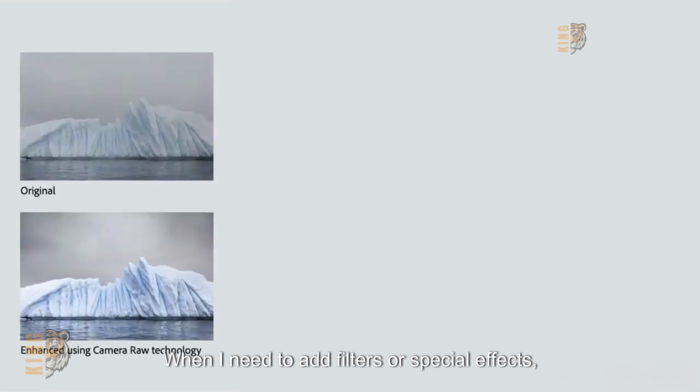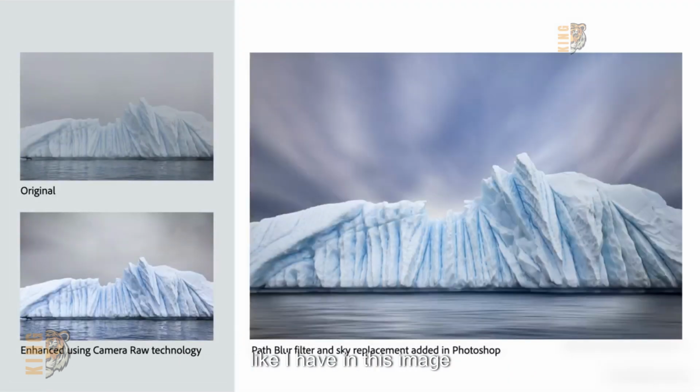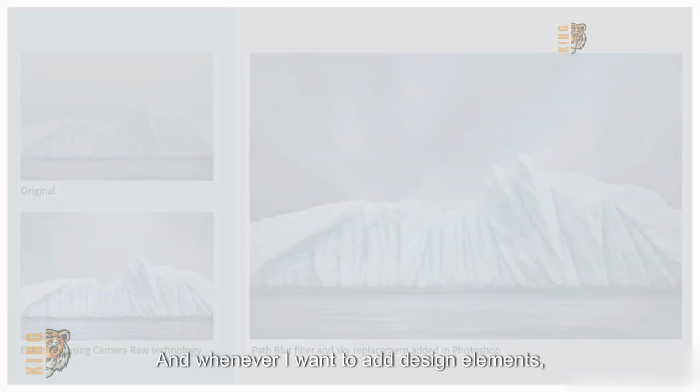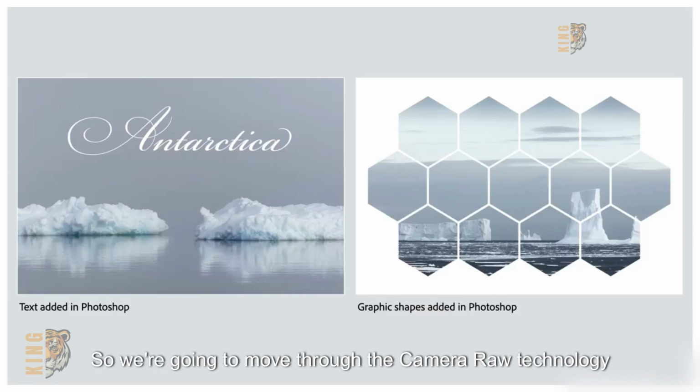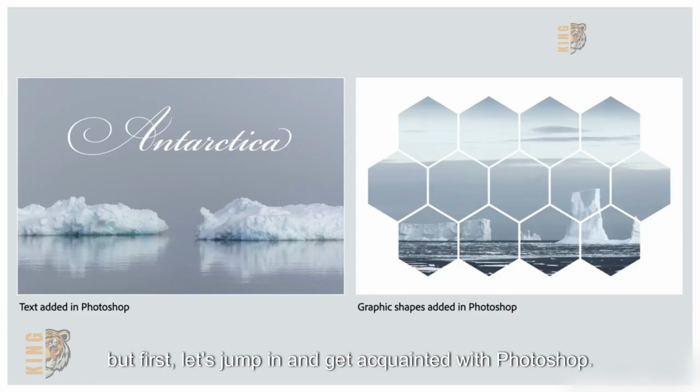When I need to add filters or special effects like I have in this image where I've added motion in the foreground and I've replaced the sky in the background, again, that's a great opportunity to use the powerful tools in Photoshop. And whenever I want to add design elements like text or shapes, or if I want to paint and draw or maybe mock up screen designs and so much more, again, I would move to Photoshop. So we're going to move through the Camera Raw technology and workflow later in this course, but first let's jump in and get acquainted with Photoshop.